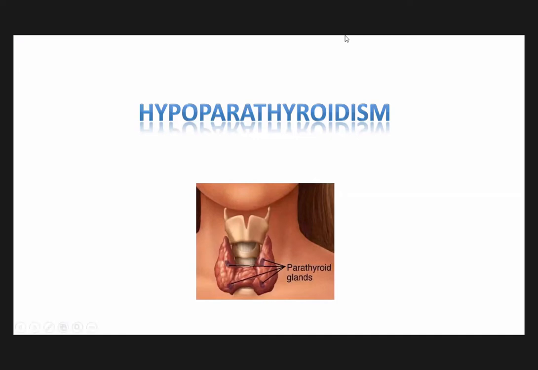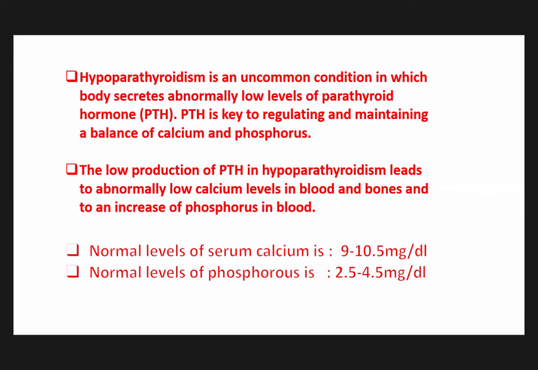The opposite condition is called hypoparathyroidism. According to the name, the parathyroid gland produces less parathyroid hormone. It is an uncommon condition. It is a rare disease. I saw in my practice maybe 5 or 10 patients with that disease because among other endocrine disorders, it's one of the rarest diseases. This is the situation when the parathyroid gland produces less PTH.